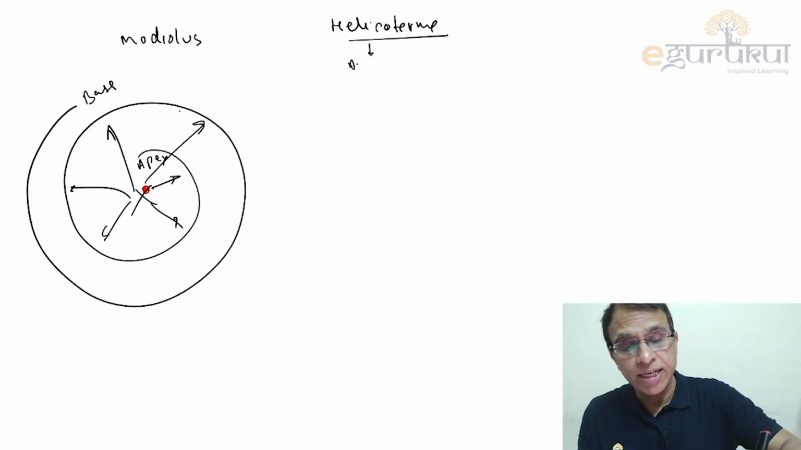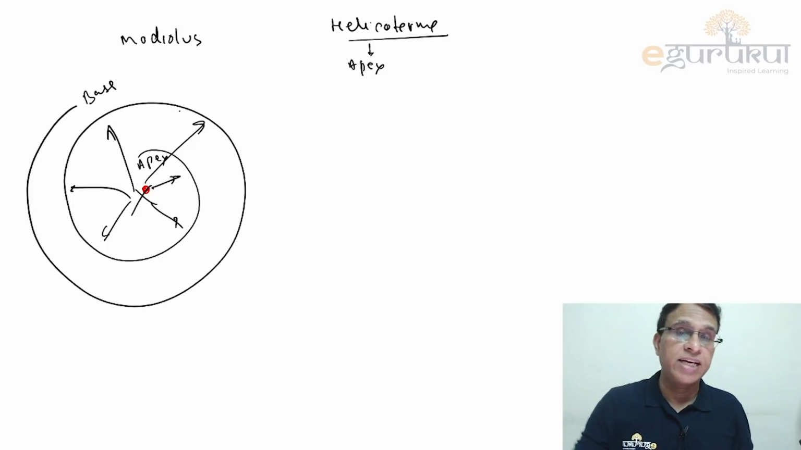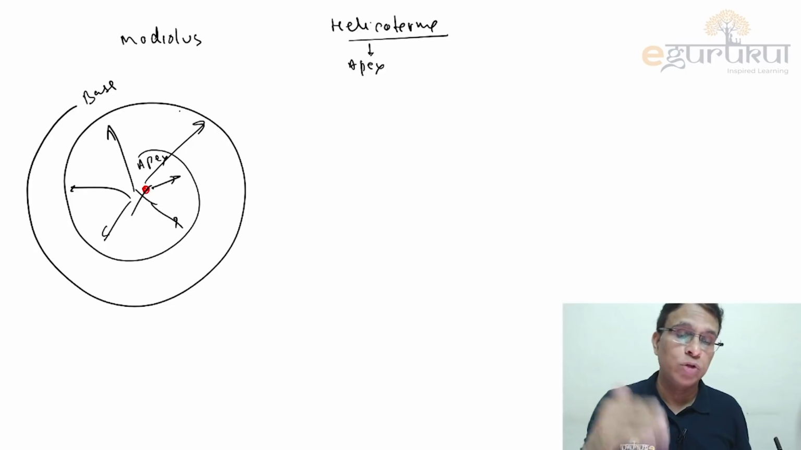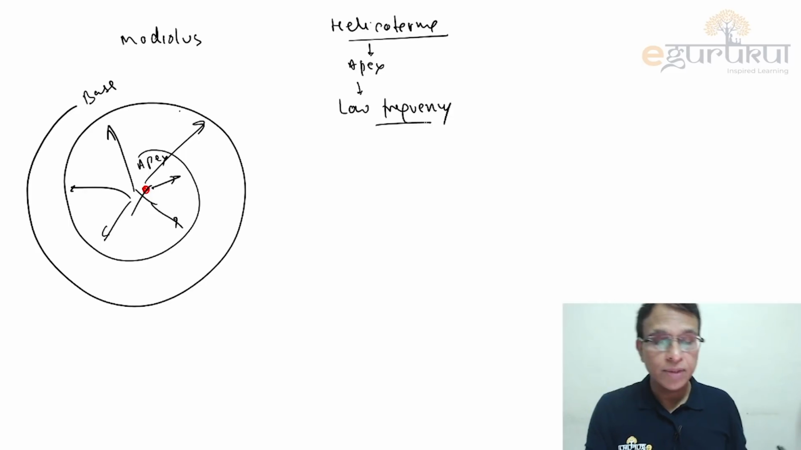This is at the apex end, where the scala vestibuli meets the scala tympani. They meet with each other so that the perilymph from the vestibuli can go to the media. So this apex end is low frequency sound. It is not high frequency sound, right?